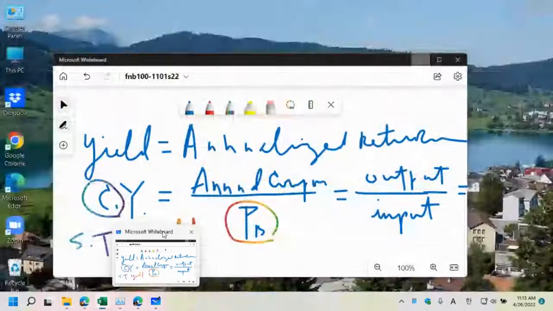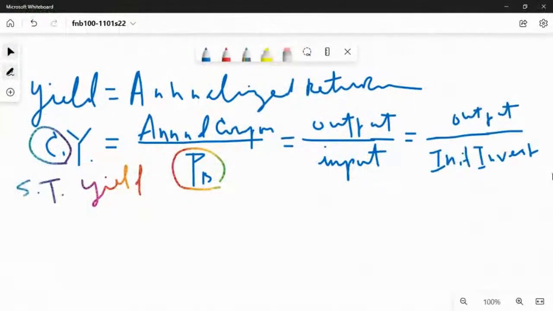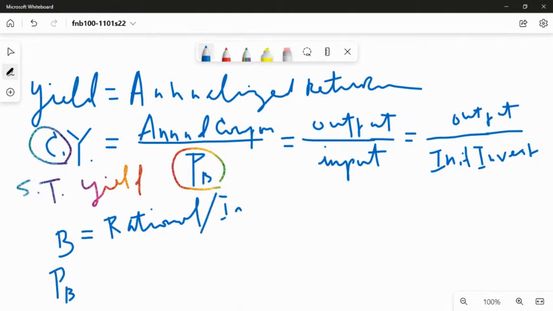So here's the thing. What is the difference between B and P sub B? And this is my notation, and I talked about this in the previous classes. This is rational price or intrinsic value, or fair value.